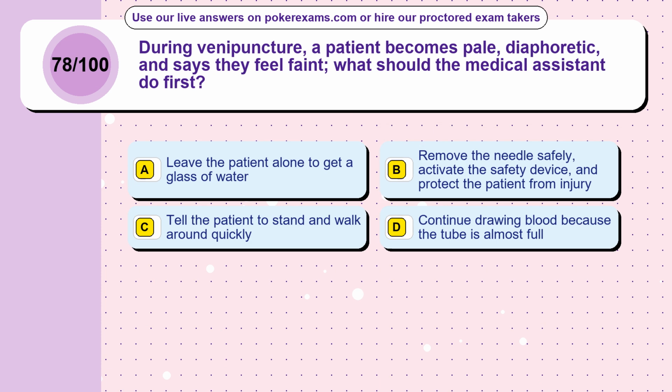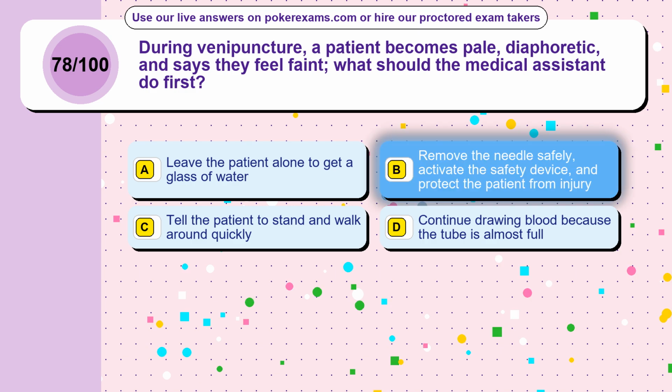Question 78. During venipuncture, a patient becomes pale, diaphoretic, and says they feel faint. What should the medical assistant do first? Option A, leave the patient alone to get a glass of water. Option B, remove the needle safely, activate the safety device, and protect the patient from injury. Option C, tell the patient to stand and walk around quickly. Option D, continue drawing blood because the tube is almost full.